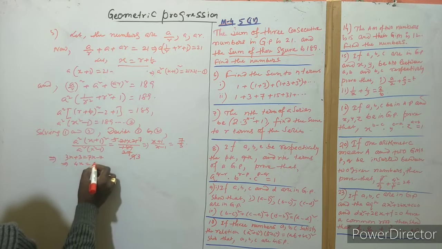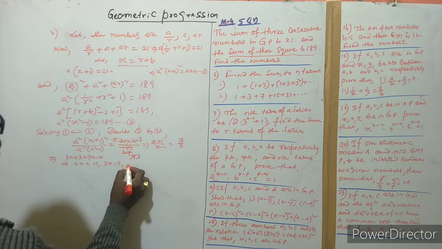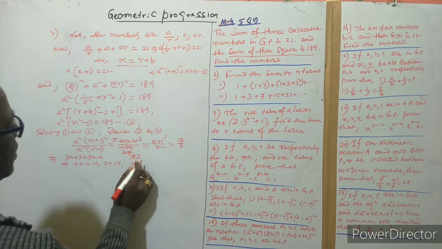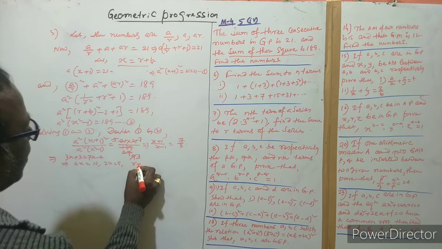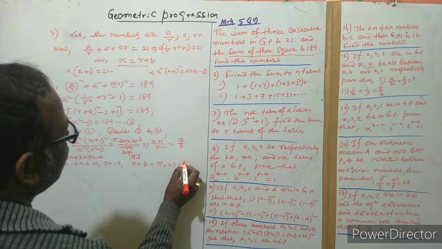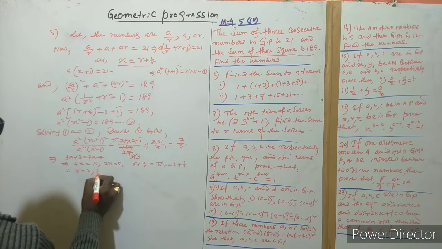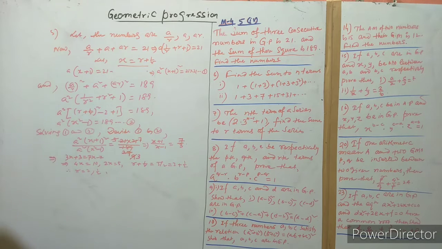So 4x is equal to 10, so 2x is equal to 5. So x, meaning r plus 1/r, is equal to 5 by 2, that is 2 plus 1/2. Therefore r is equal to 2, or if we simplify, r could also be 1/2.